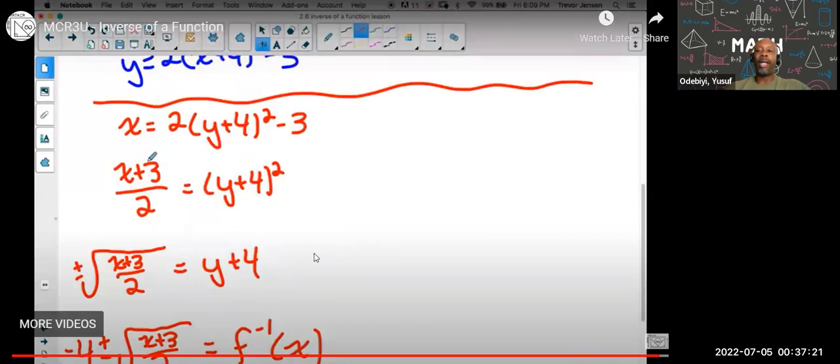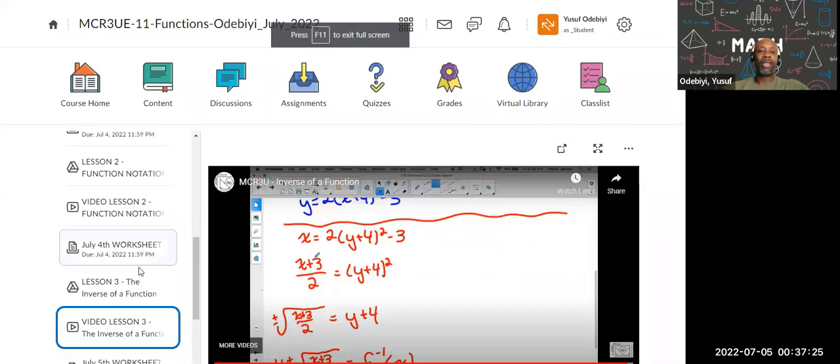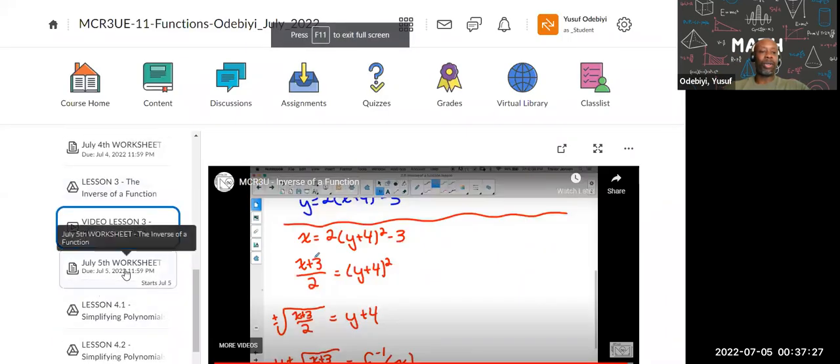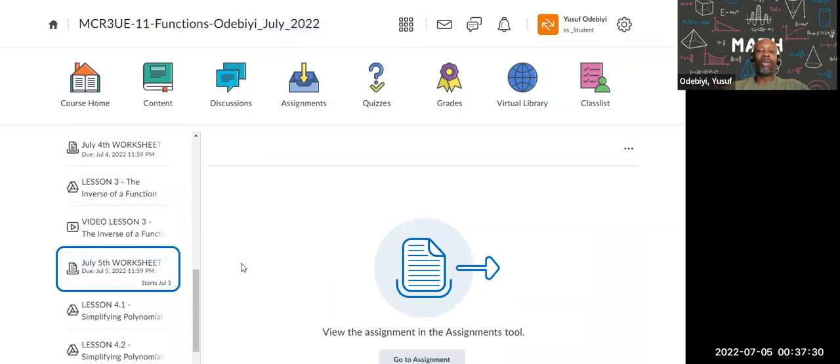So, you're going to have a worksheet related to this. Let me just come out of this. And here is the worksheet. You click on that. You can do the practice worksheets on doing the inverse of a function.